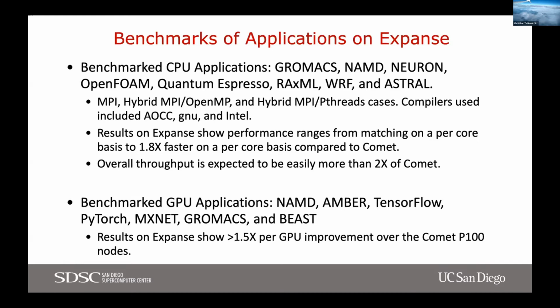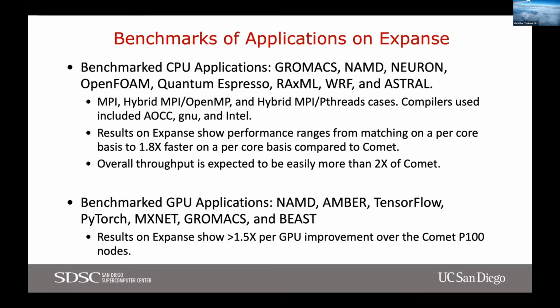Depending on the code, we are able to match on a per core basis, or even go up to as much as 1.8x faster on a per core basis compared to Comet. You have to remember the memory bandwidth per core is actually slightly lower, but it's worked out pretty well in terms of performance. The overall memory bandwidth is much higher on the node, of course. The overall throughput is easily going to be more than 2x, even though we have 2x the cores, and performance on average is about 1.4x on the application.